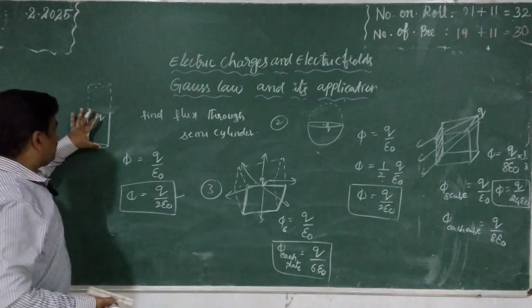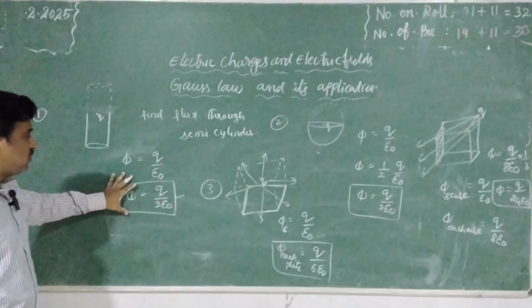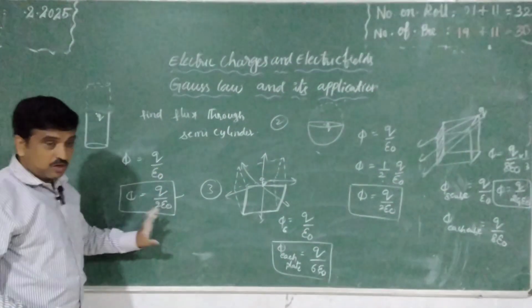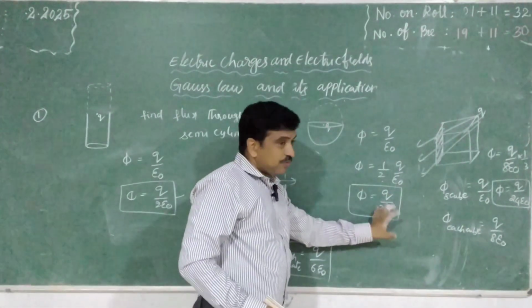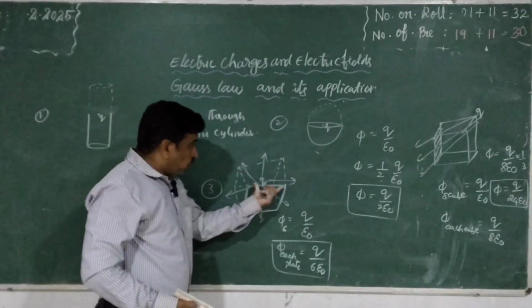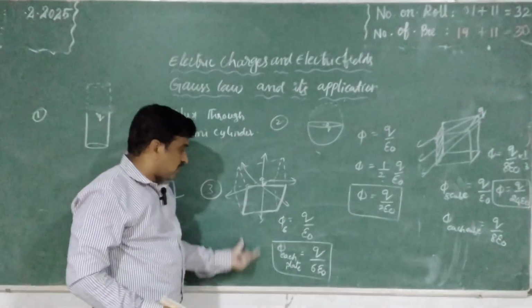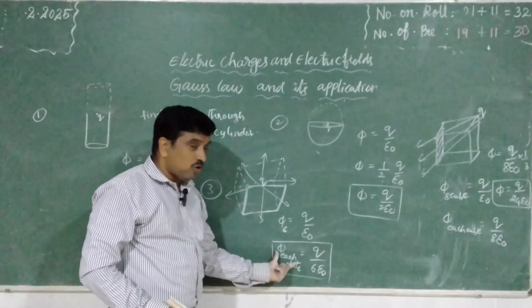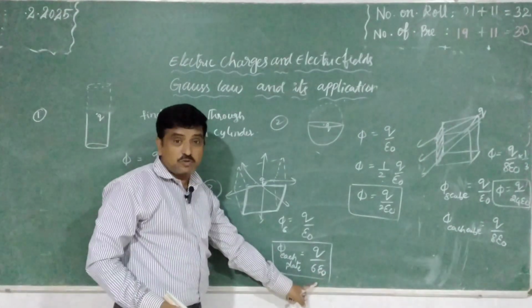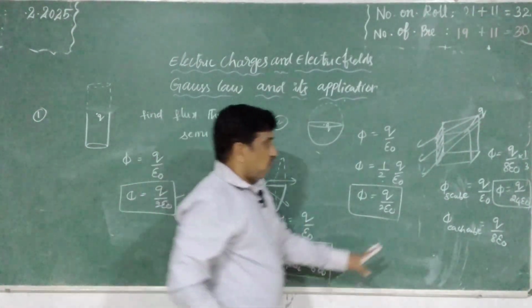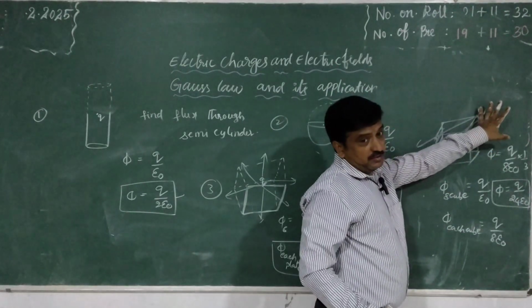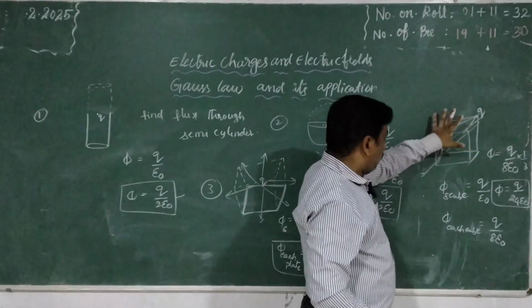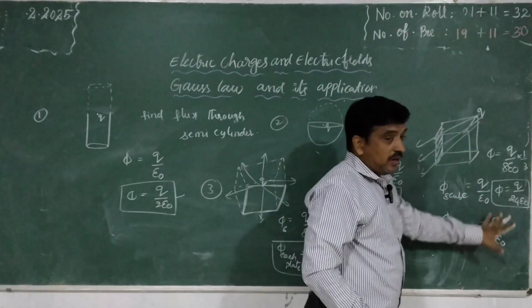See, first one, semi cylinder. What is the flux through a semi cylinder? Phi equal to Q by 2 epsilon naught. Hemisphere, phi equal to Q by 2 epsilon naught. Only one plate. In that case, what is the flux through each plate or each plane surface? Q by 6 epsilon naught. When the charge is at the vertex, what is the flux through each cube? Q by 8 epsilon naught.